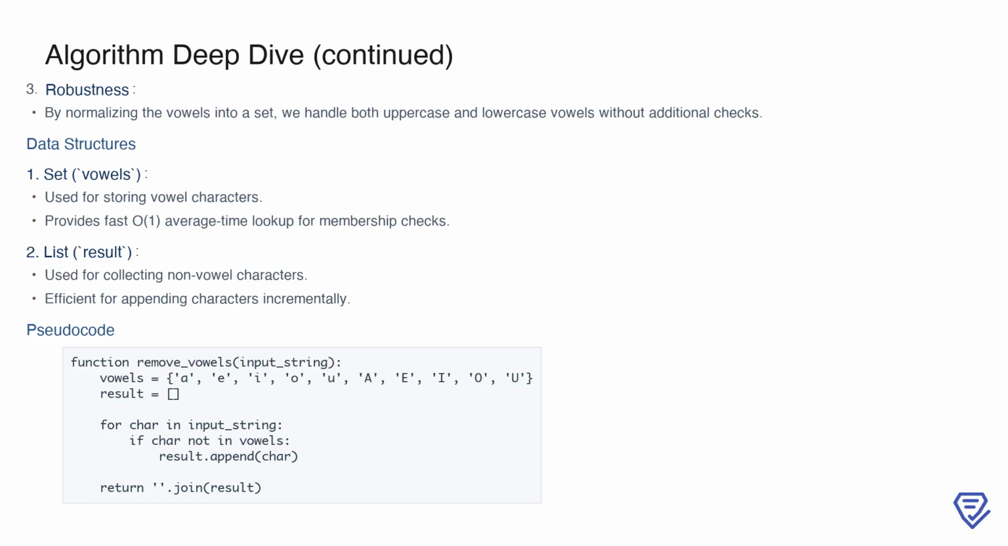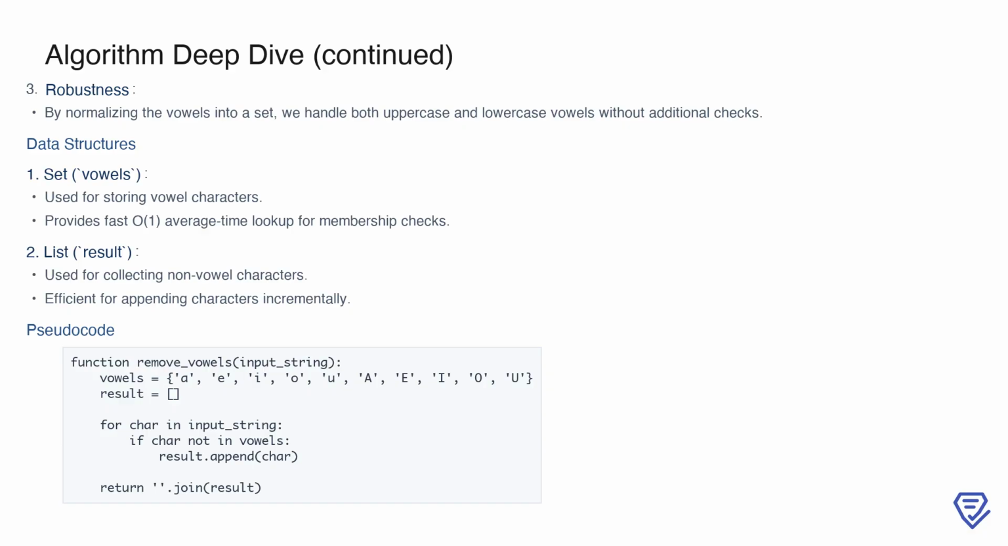Now, let's examine the data structures used. First, we use a set for the vowels. This is ideal because it provides an average time complexity of O(1) for membership checks, which is crucial when processing each character in the string. Second, we use a list to store non-vowel characters. Lists are efficient for incremental appending, allowing us to build the result dynamically with minimal overhead.